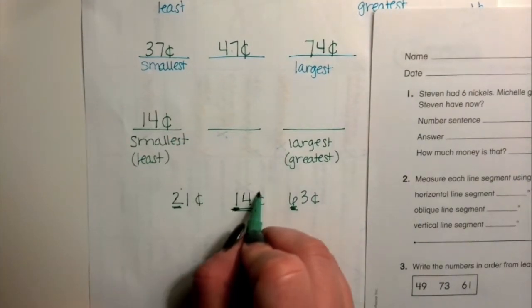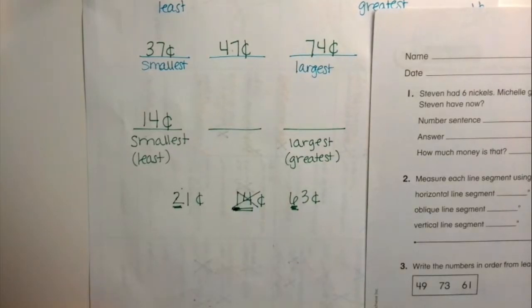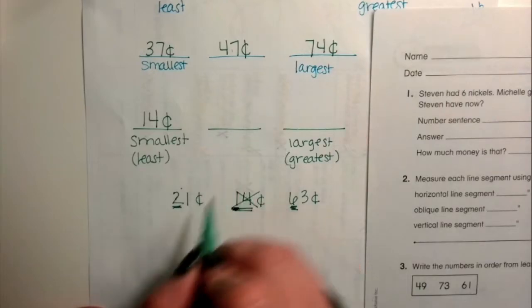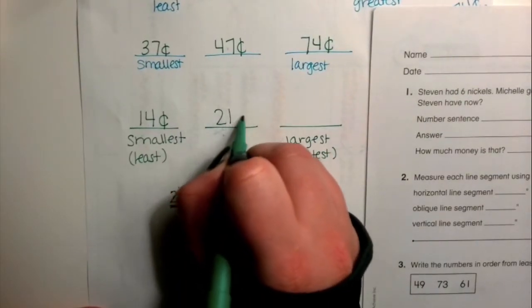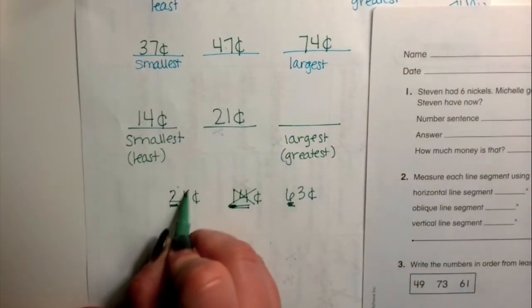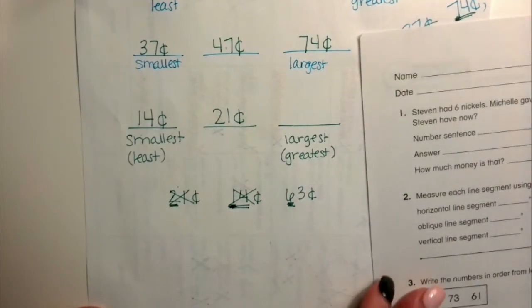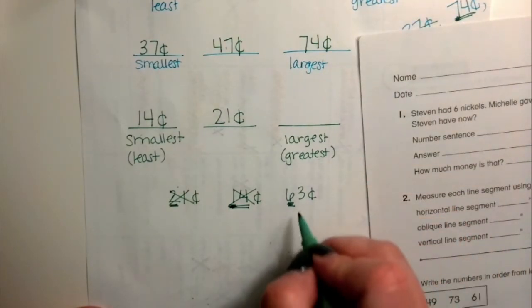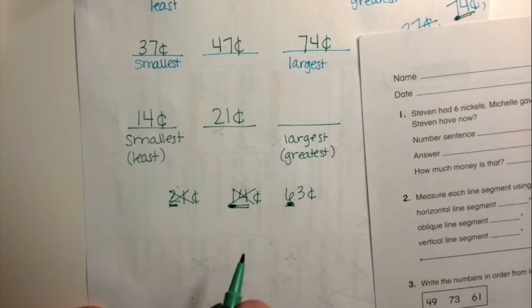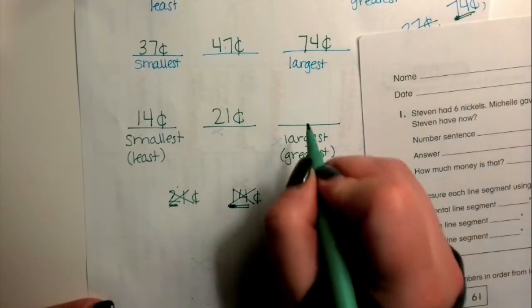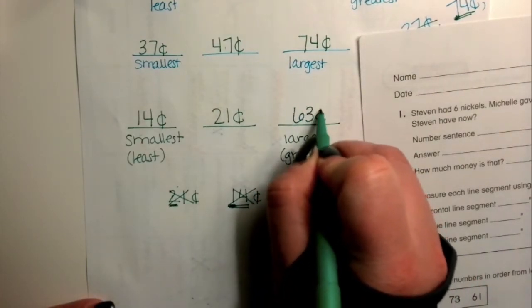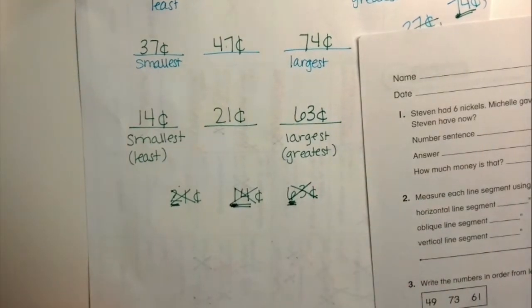Okay, used it. Which is next, 2 or 6? 2, of course. So 21 cents is going to be next. And what's last? What's the biggest? The greatest? 63 cents is. Okay.